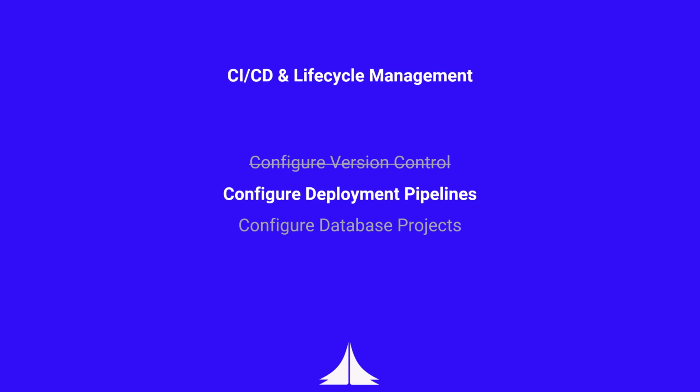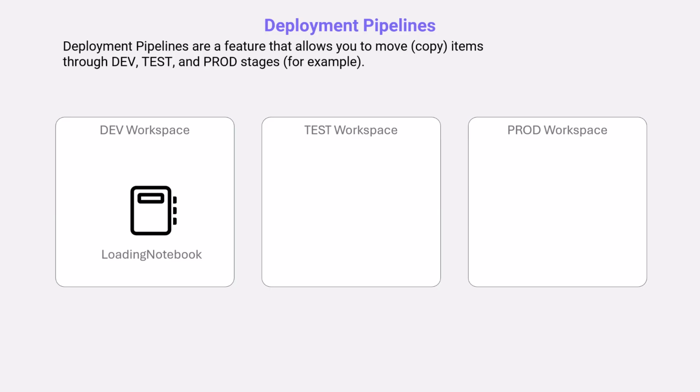Next up, I want to talk about deployment pipelines. Deployment pipelines are a feature in Fabric that make it as simple as possible to move items, essentially copy items, between different stages. We normally have dev, test, and production. I think you can have between 2 and 10 different stages, and you can call them whatever you like. The most common is dev, test, and prod, or something like that.